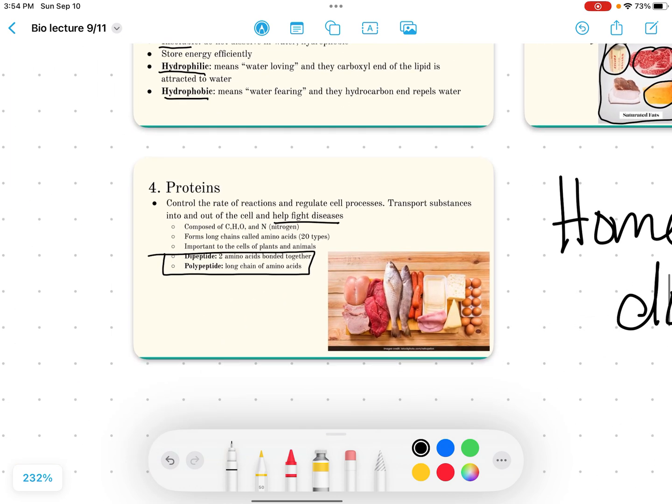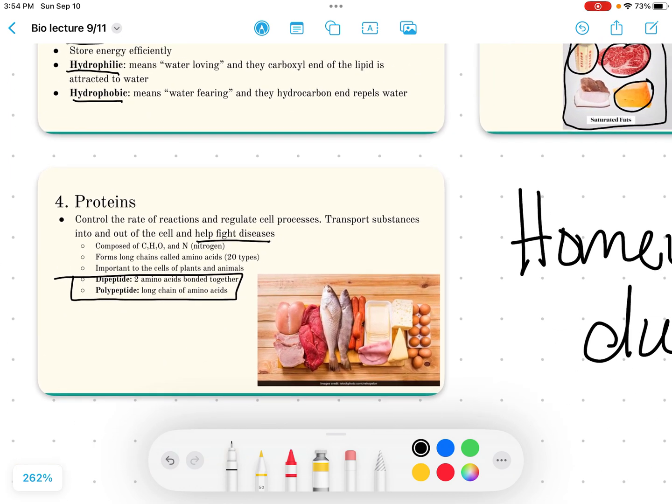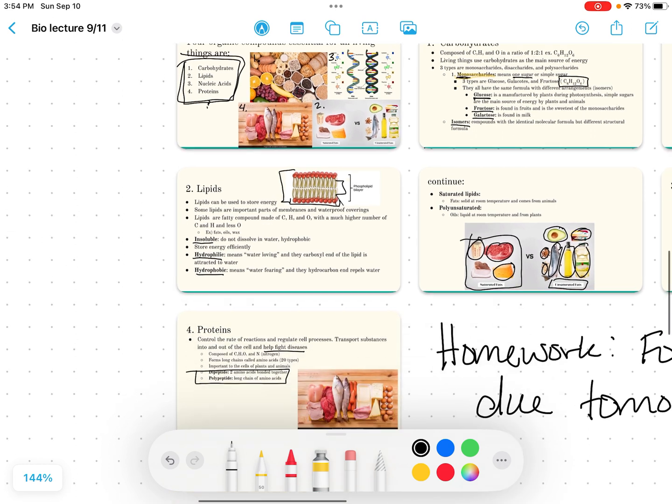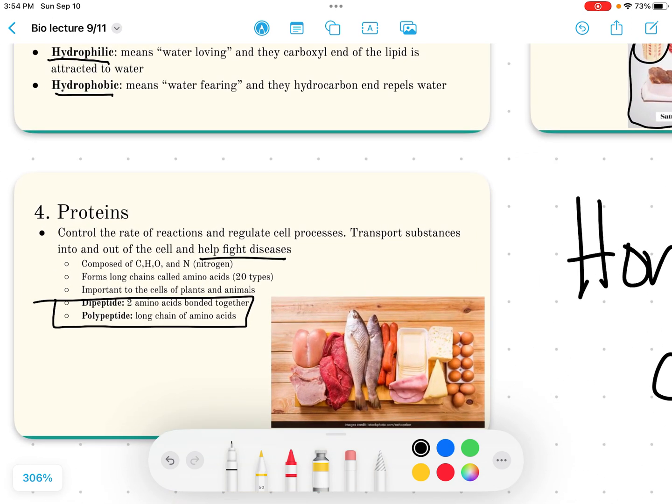And the very last one are proteins. They help regulate cell processes. They transport substances in and out of the cells, and they also help fight diseases. They're also the only one of the organic compounds that we talked about that has nitrogen involved. Other than that, everybody else has carbon, hydrogen, and oxygen.